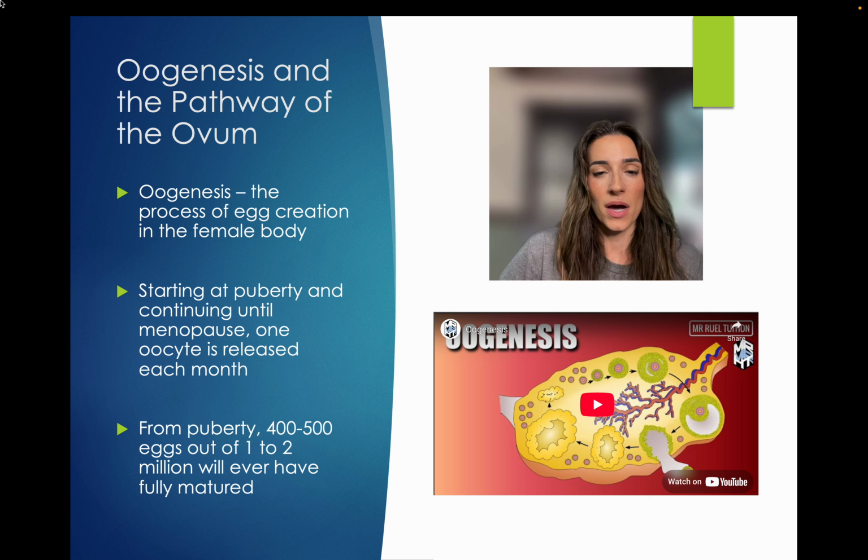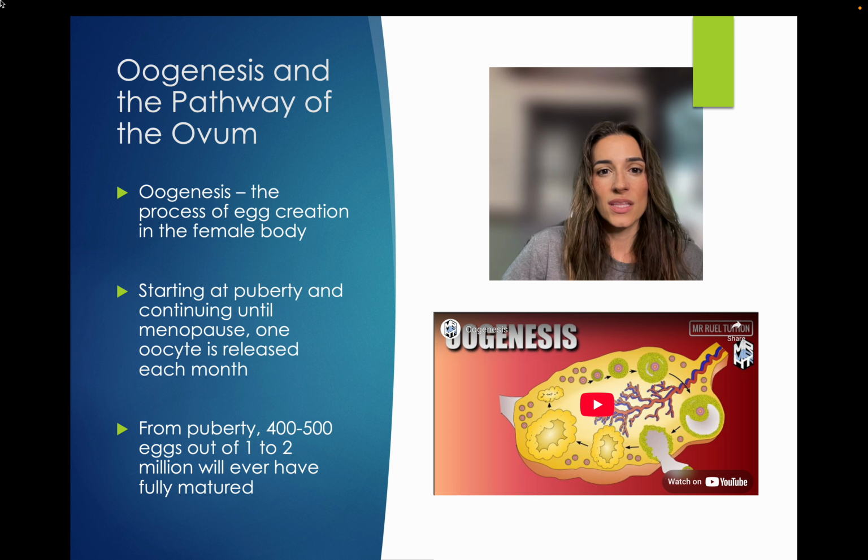From puberty to menopause, 1 oocyte per month resumes meiosis, producing a secondary oocyte released during ovulation and a polar body, which degenerates. If fertilization occurs, meiosis finishes and a mature ovum is formed. If not, the oocyte breaks down. Unlike males, females are born with all their eggs, but only about 400 to 500 will ever fully mature.